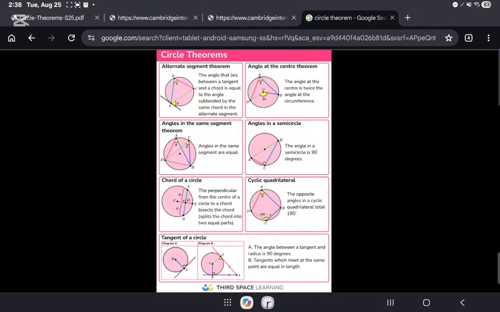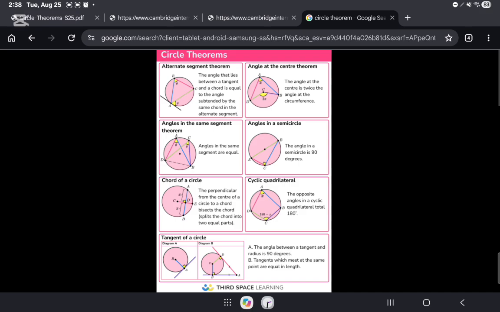Next we have cyclic quadrilateral, which means opposite angles in a cyclic quadrilateral total 180. Also, a cyclic quadrilateral will always touch the circumference, or else it's not a cyclic quadrilateral.